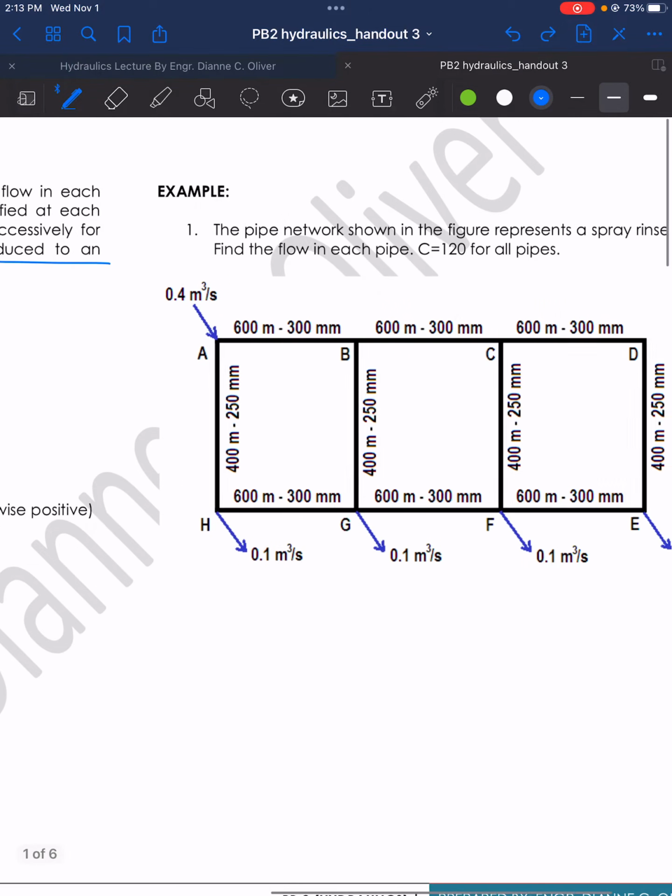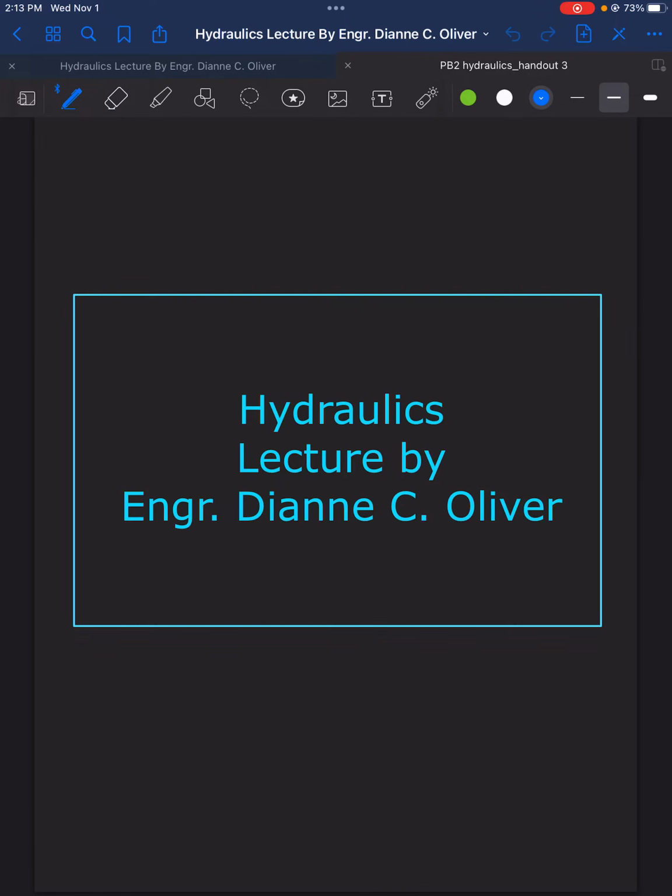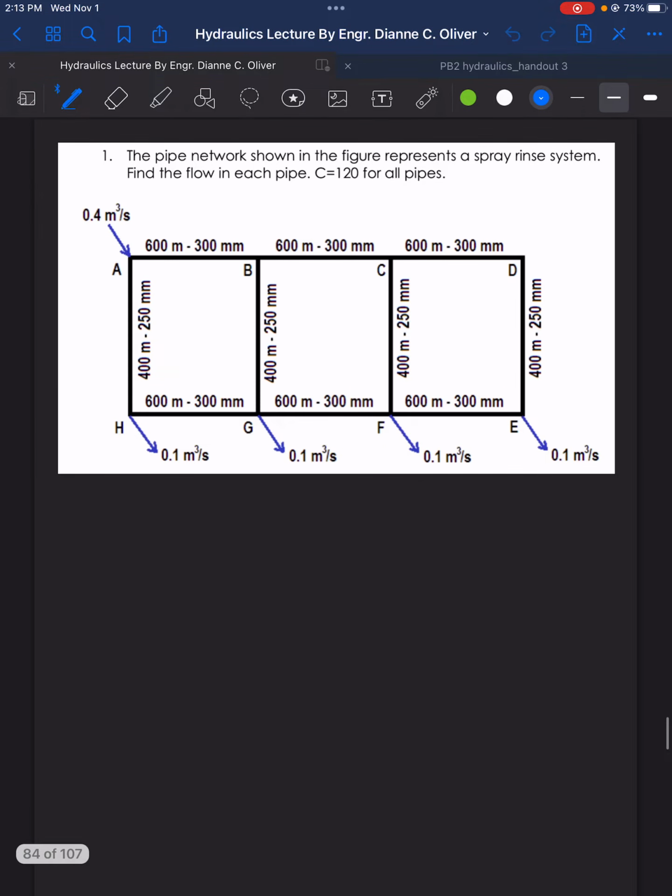So here is our example. A pipe network shown in the figure represents a spray rinse system. Find the flow in each pipe where C is equal to 120 for all pipes. So this is our starting point. We have a flow Q equal to 0.4 cubic meter per second, and we have an output flow of 0.1 cubic meter per second at points H, G, F, and E.